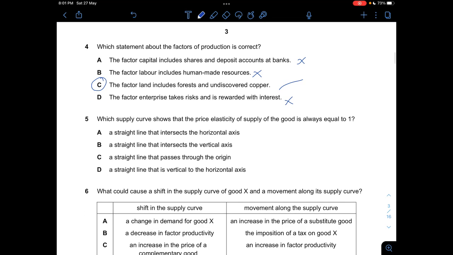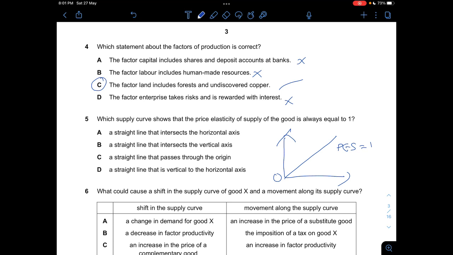Question 5. Which supply curve shows that the price elasticity of supply of the good is always equal to 1? So the curve must always start from 0 in order for the PES to be equal to 1, and it must be a straight line.